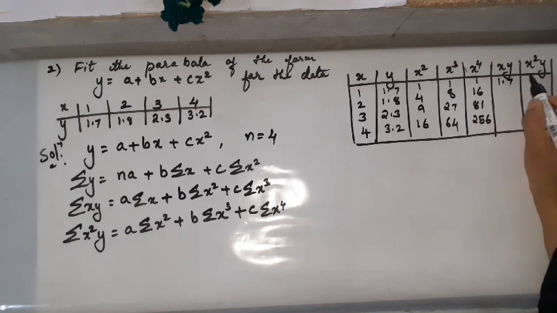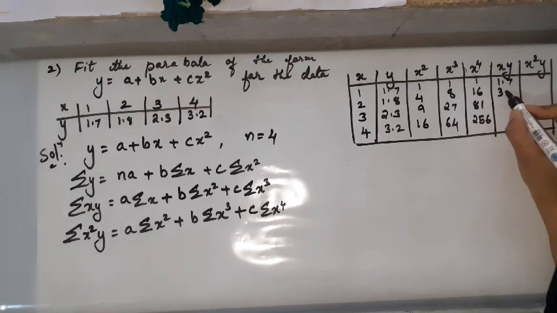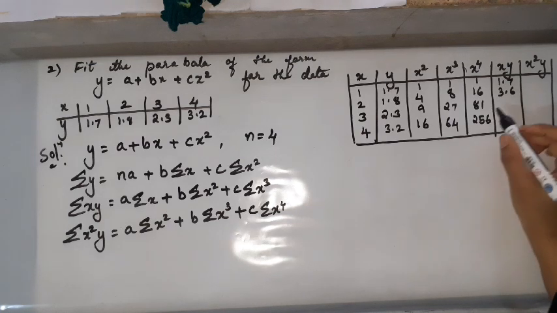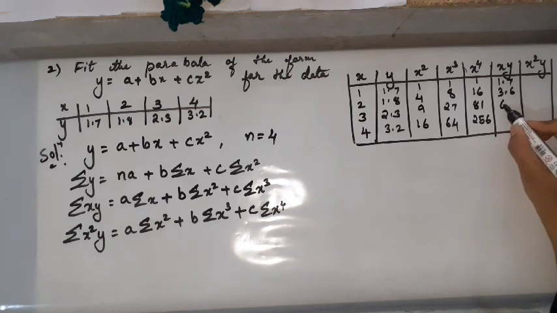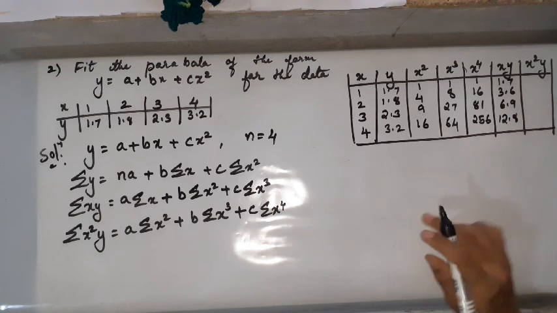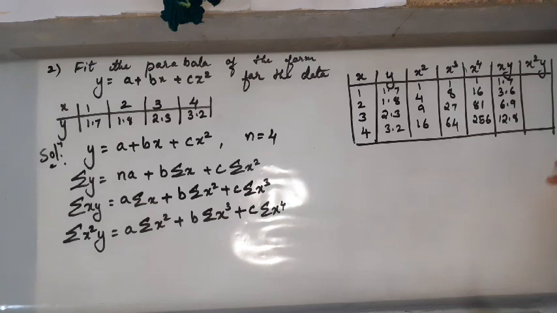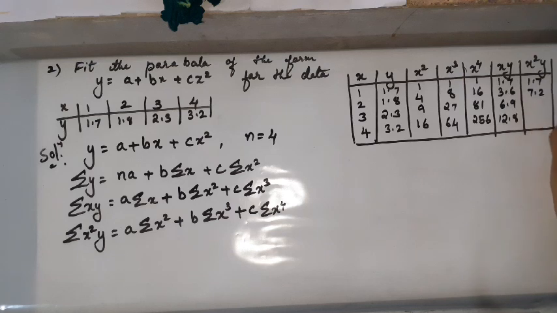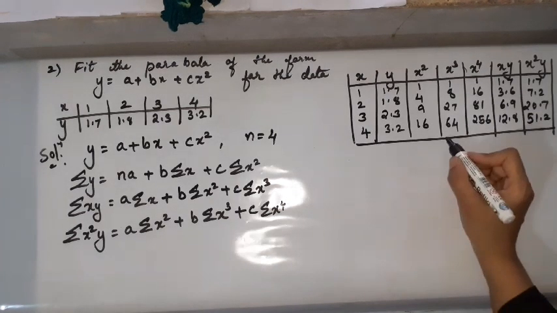Now x into y, you get it to be 1.7, 3.6, then here it is 6.9, it should be 12.8, the last one. Do it in your calci, all of you. Similarly, I want x square y, here also it will be 1.7, 7.2, 20.7, and the last value 51.2. So this is how you get all the tabulated values.